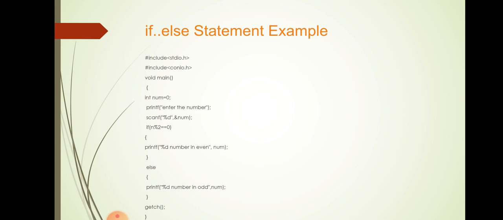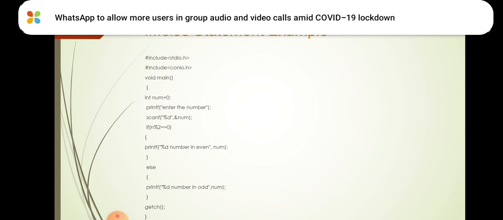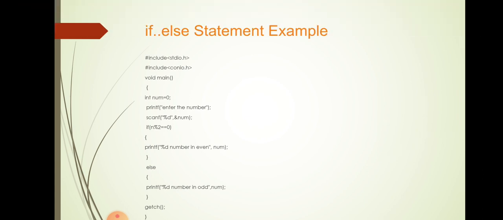If the condition is satisfied, then the if block is executed, meaning the number is even. Otherwise, the condition is false, then the else part will be executed. This else part says the number is odd. This is an example on the if else statement.